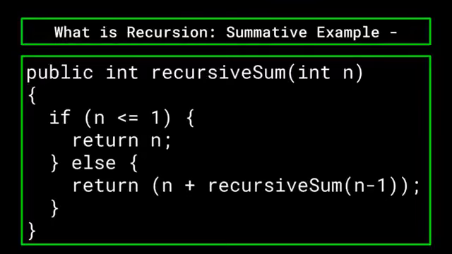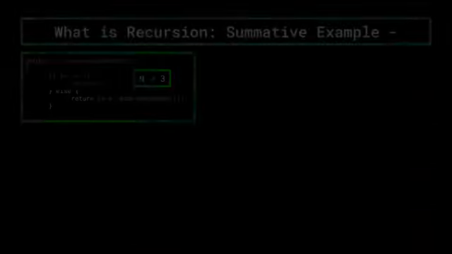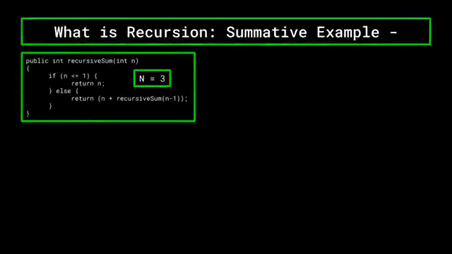Why do we add n and the function call? Well, let's actually go through the function as if we were the computer and see why. We start with a call of recursive sum with n equals 3.